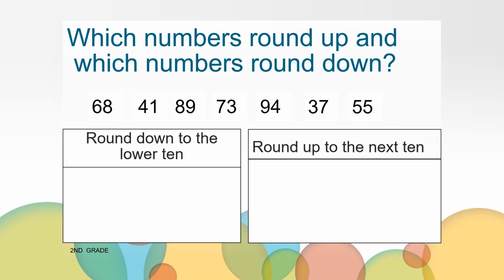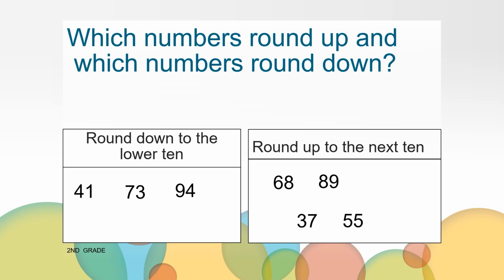You may not have finished yet, and that's okay. If you write down the numbers, you can work on it a little bit later. On the next slide, I'm going to show you the right answers. Check your work. How did you do? 41, 73, and 94 all round down to the lower 10. 68, 89, 37, and 55 all round up to the next 10.